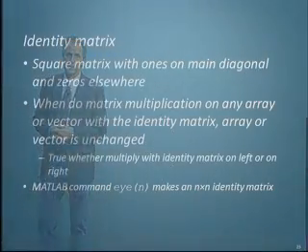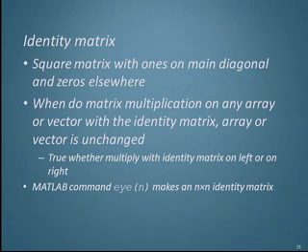All right, something called the identity matrix in matrix algebra or linear algebra. It's a square matrix with 1s on the main diagonal and 0s everywhere else. The main diagonal goes from the top left to the bottom right of the matrix. When you do matrix multiplication on any array or vector with the identity matrix, the array or vector is unchanged. It doesn't do anything when you multiply by it, which makes it the matrix equivalent of a 1. It's not a single 1 all by itself. It's a 1 on the diagonals and 0s everywhere else, but that's an occasionally useful matrix in matrix algebra.